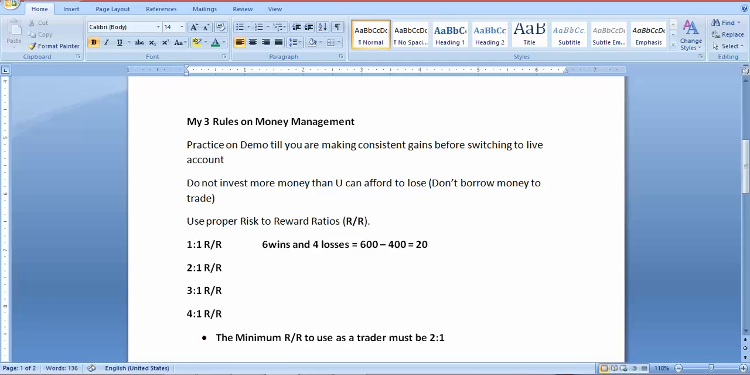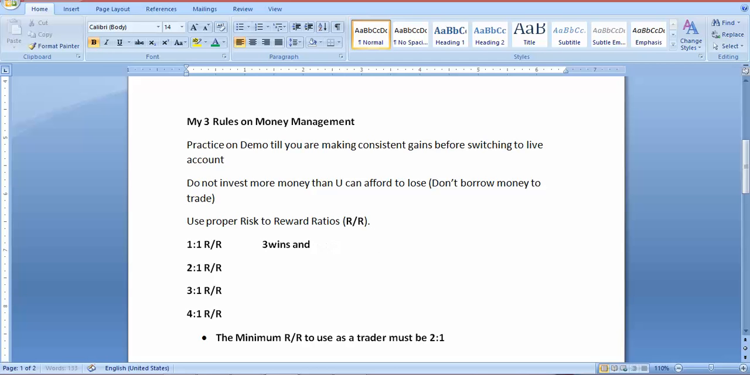But let's just say you won 3 and lost 7. With this risk to reward ratio, you have a loss of $700 minus a profit of 300, and the difference is negative $400. Okay, so that is for 1:1 risk to reward ratio.